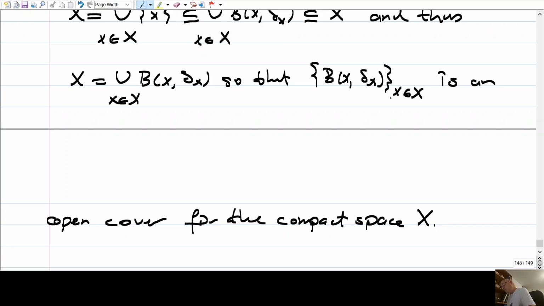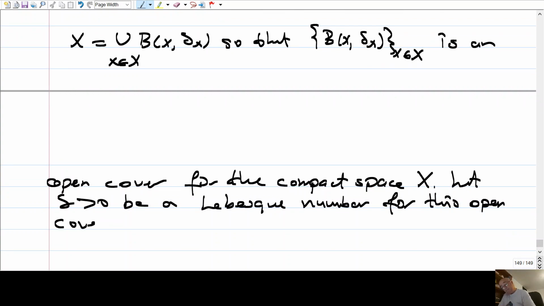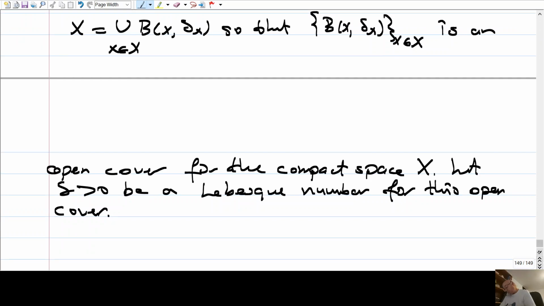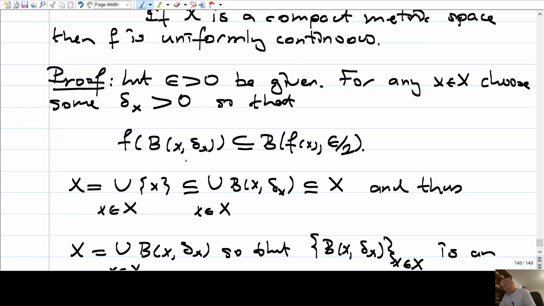What I will do, I'll choose its Lebesgue number. But since this is an open cover for a compact space, it has a Lebesgue number. So let delta positive be a Lebesgue number for this open cover. Now I claim that this delta will do the job, okay? If two points are delta close to each other, then their images will be epsilon close to each other. Okay, that's my conclusion, right? All right.